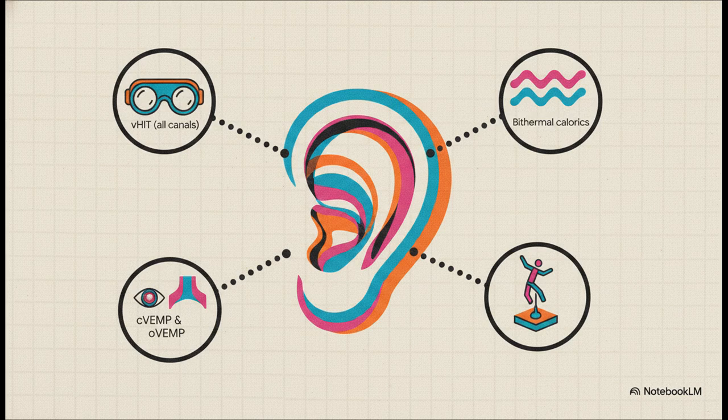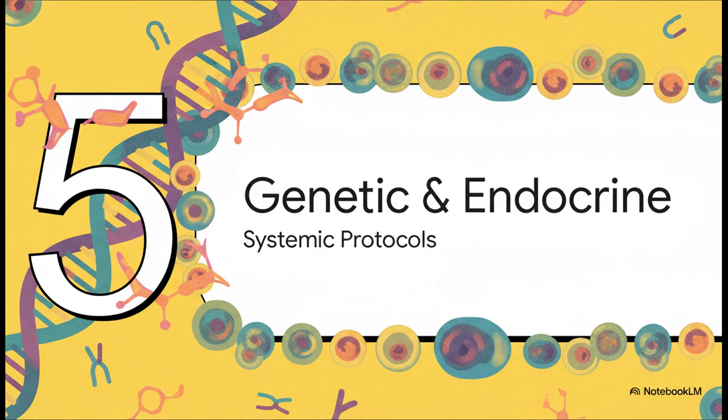We use video head impulse testing, focusing heavily on the horizontal and posterior canals, alongside bithermal calorics, cervical and ocular VEMPs to check the otolith organs, and VNG. These tests don't just diagnose the issue, they're fundamentally required for predicting the patient's balance trajectory and mapping out their targeted vestibular rehab. Section 5. The Genetic and Endocrine Protocol.